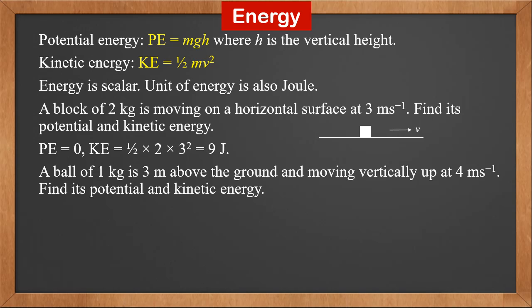A ball of 1 kilogram is 3 meters above the ground and moving vertically up at 4 meters per second. Find its potential and kinetic energy. PE is mgh, which is 1 times 10 times 3. It is 30 joule. KE is half mv squared, which is half times 1 times 4 squared. It is 8 joule.